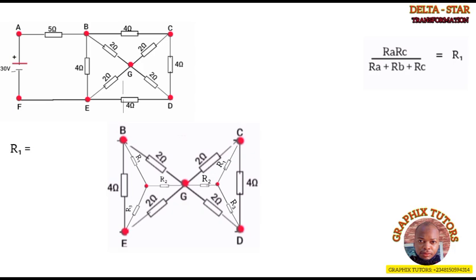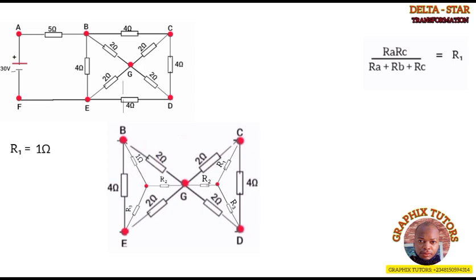So you see that resistors 2, 4, and 2 are connected end to end. So you are going to add all of them. The two resistors adjacent to that R1 are multiplied, divided by the addition of all the resistors in that particular delta. And this is 4 times 2 divided by 4 plus 2 plus 2. So my R1 will now give me 8 over 8. So my R1 is 1. I'll simply put 1 here.